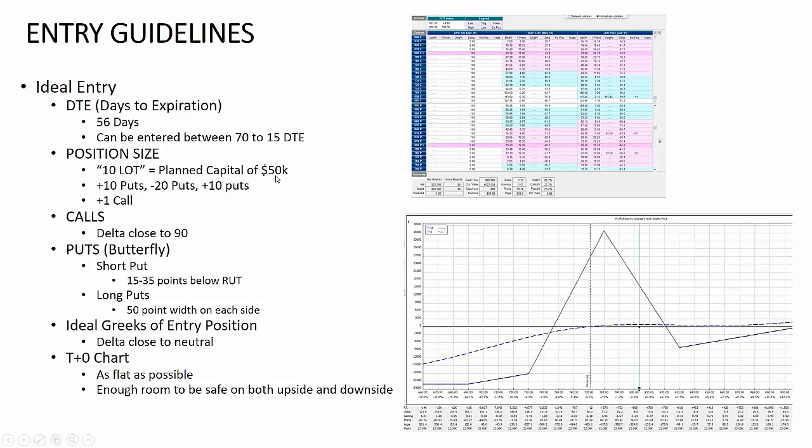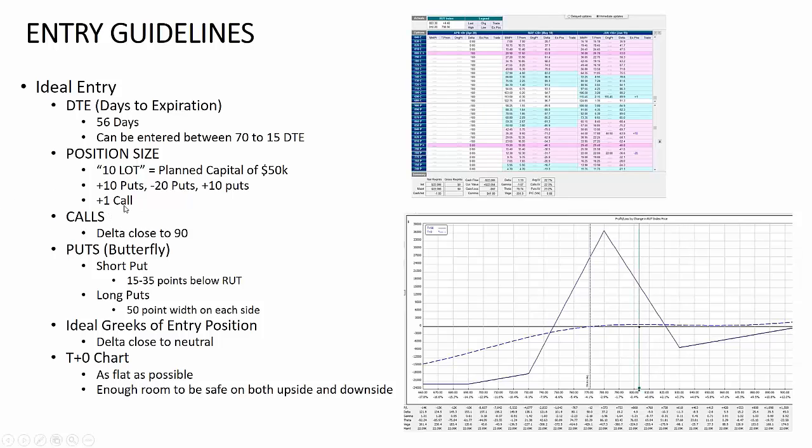Now, we don't typically use all of that. Typically we might use maybe two-thirds of it, but we always like to keep that. Remember, this is a safe trade, and we want to make sure people have plenty of capital to make whatever adjustments they may need, or to easily exit the trade when need be.